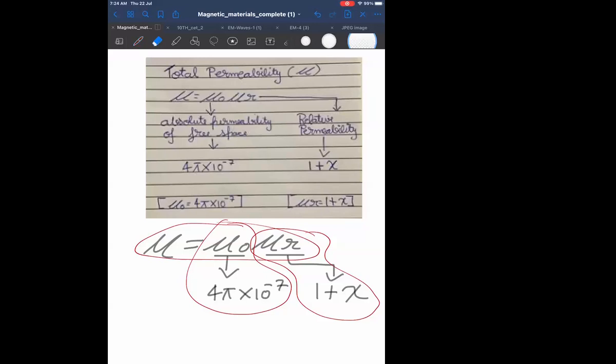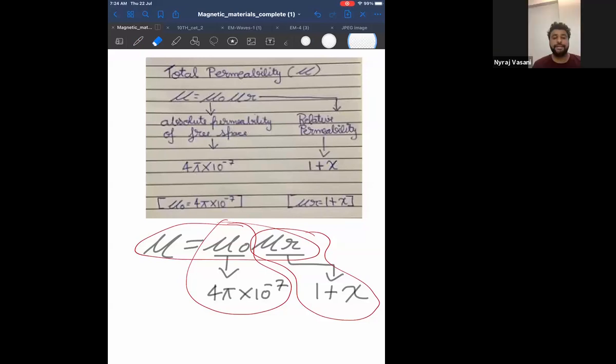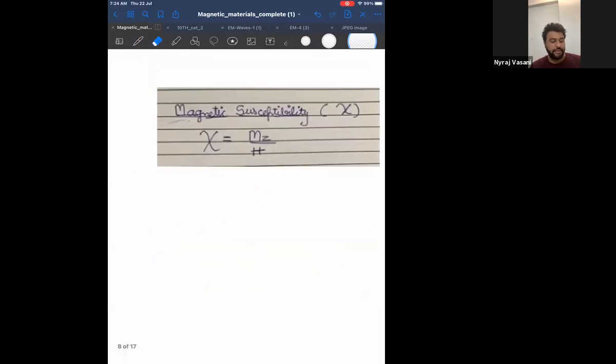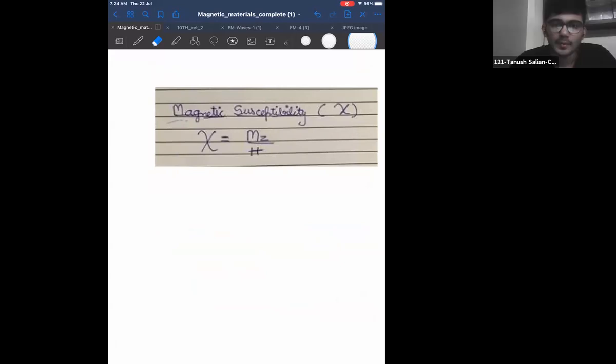Sir, in relative permeability, 1 plus x. What is x? Susceptibility, xi. The susceptibility, not x. Susceptibility we have done in the last class. See, this is the formula for susceptibility. Have we done this in the last class?